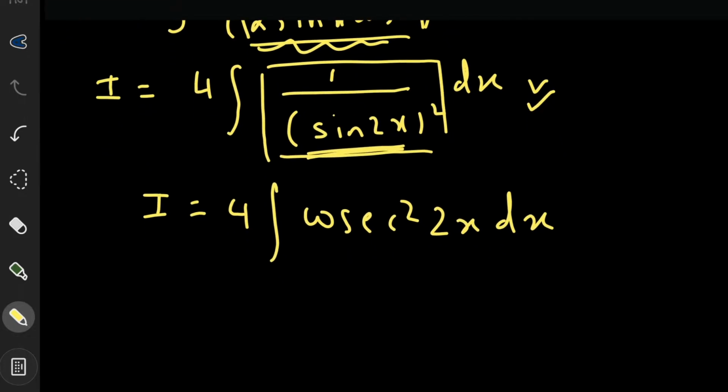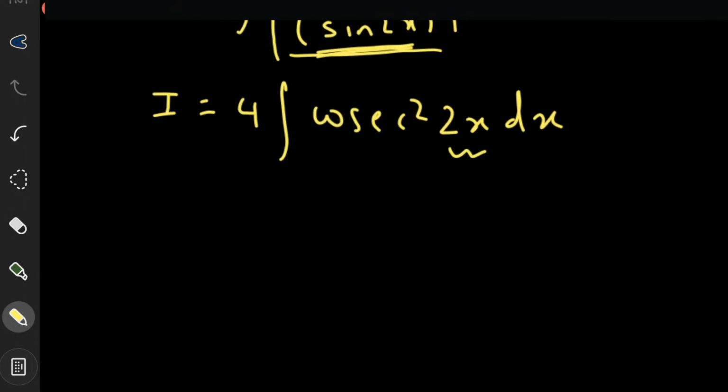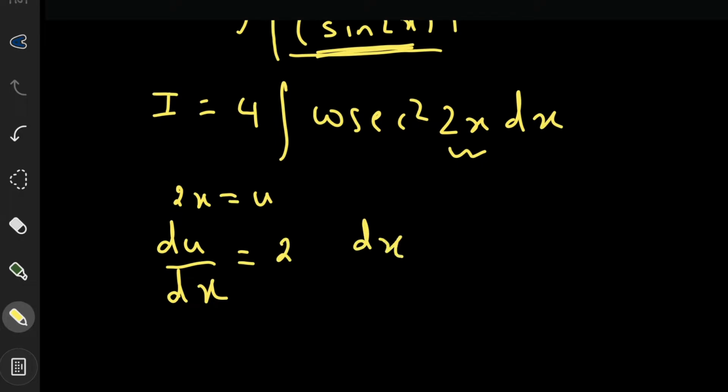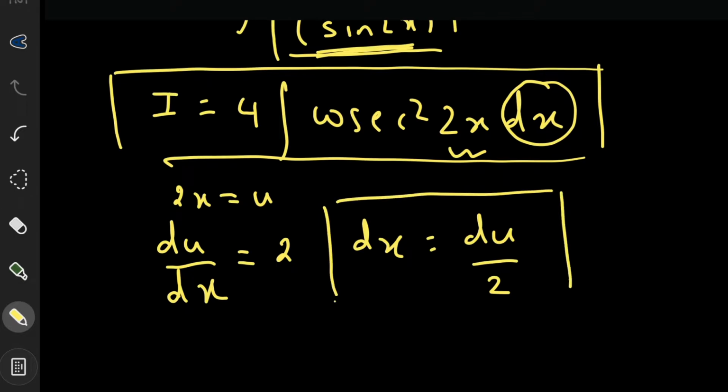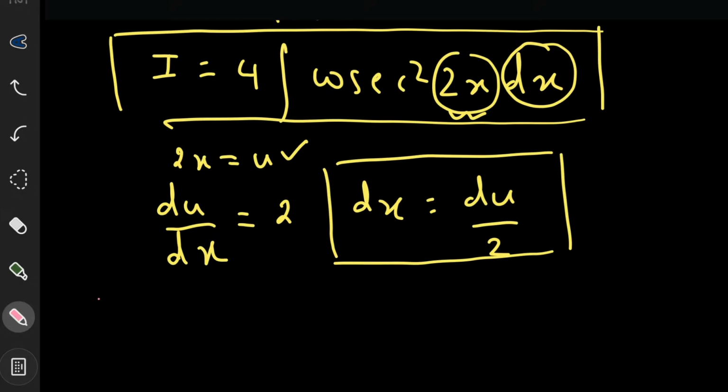Now a simple substitution rule would be used because here 2x is there. So we'll simply take 2x as equal to u. Now we'll take the derivative on both sides with respect to x. Therefore, the derivative of u with respect to x equals the derivative of 2x with respect to x, that is equal to 2. So from here the value of dx is going to be equal to du upon 2. Now in this equation, dx would be replaced with this value and 2x would be replaced with u. Therefore, the integration I would be equal to 4 times integration of cosec square u du upon 2.